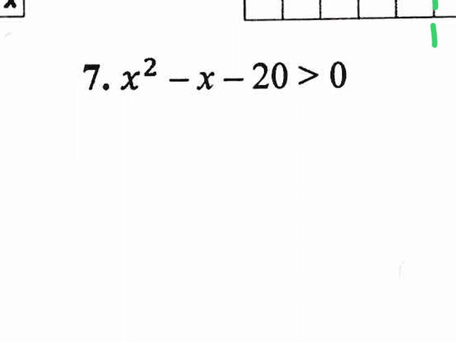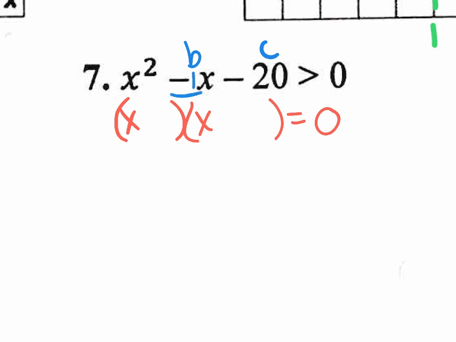I could factor this guy. Pretend it's an equation. What times what is negative 20 that if you combine together is negative 1? What times what is c that if you combine together is b? Come on, people.